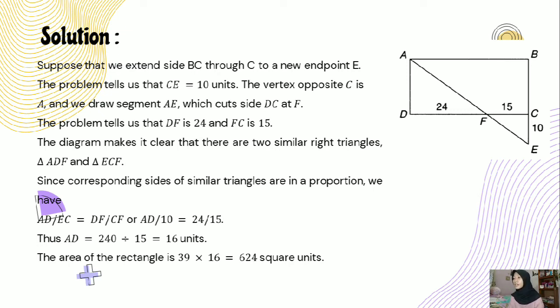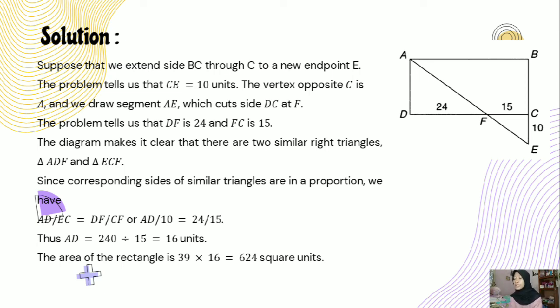The problem tells us that DF is 24 and FC is 15. The diagram makes it clear that there are two similar triangles, ADF and ECF. Since corresponding sides of similar triangles are in proportion, we have AD per EC equals DF per CF, or AD per 10 equals 24 per 15.